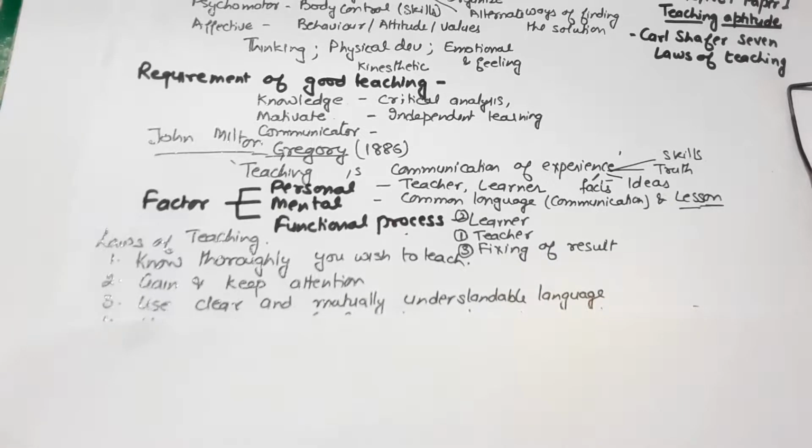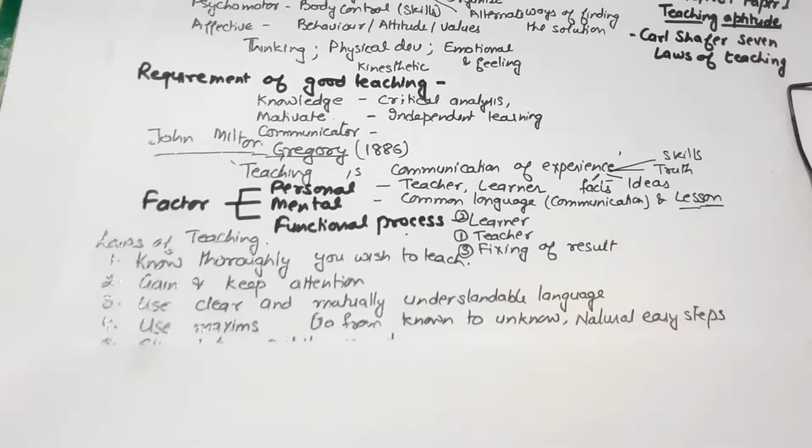The third law states: use clear and mutually understandable language. The language used during the teaching process should be understandable to both teacher as well as learner. The teacher should avoid using words which may have ambiguous meaning, or which are not in the vocabulary of the learner, or which can lead to a wrong message being received by the learner. So the language used should be clear and mutually understandable by both.